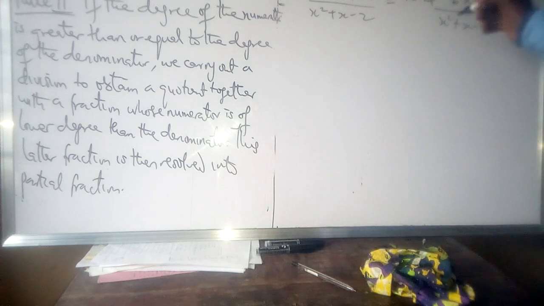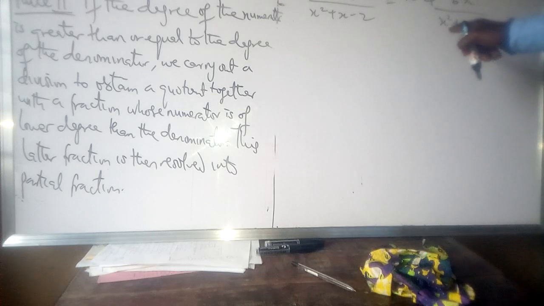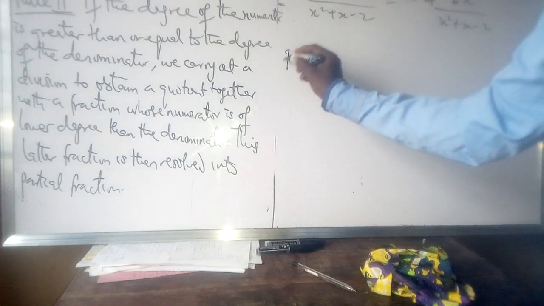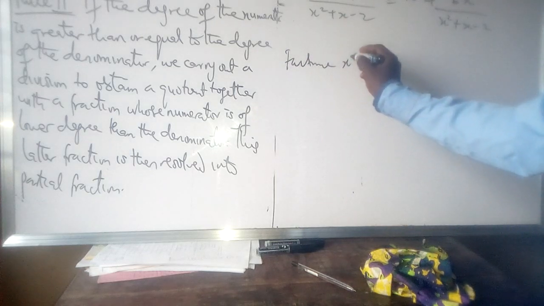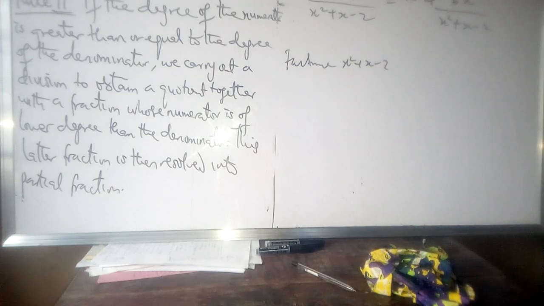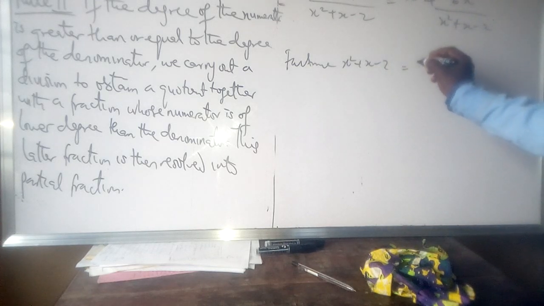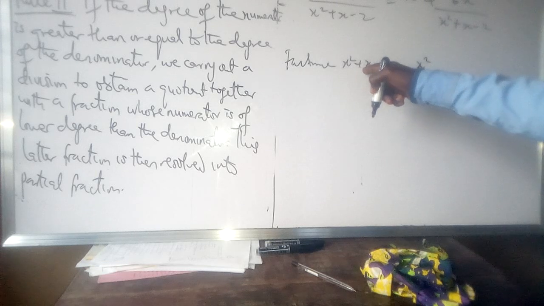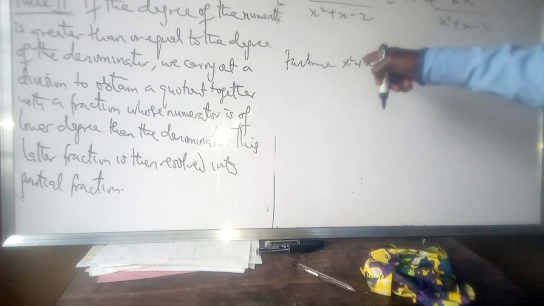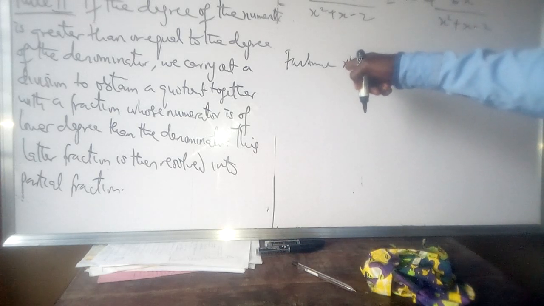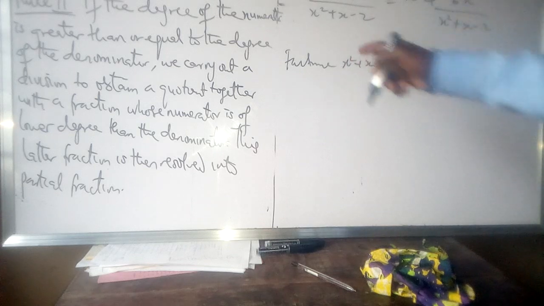Now what we need to do is to resolve this new fraction. We observe that we have a quadratic expression as its denominator, and if you look at it critically, it can be factorized. So we now apply Rule 1 and factorize x squared plus x minus 2. We are looking for a pair of values whose product is minus 2x squared and whose sum gives us plus x.